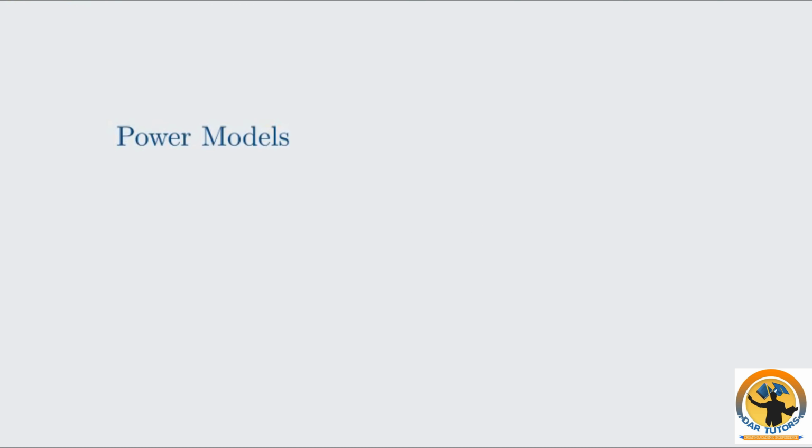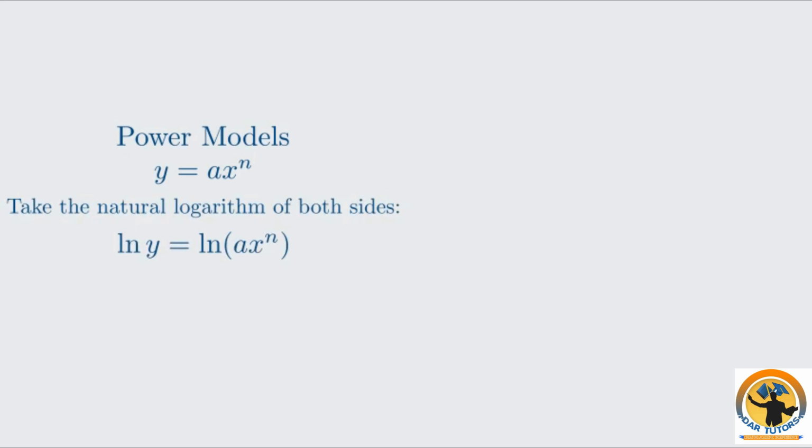Our third type of model is the power model. A power model has the form y equals a times x to the power of n, where a is a positive constant and n is any non-zero constant. Notice that the variable x is in the base, and the exponent n is a constant, which is the opposite of an exponential model.